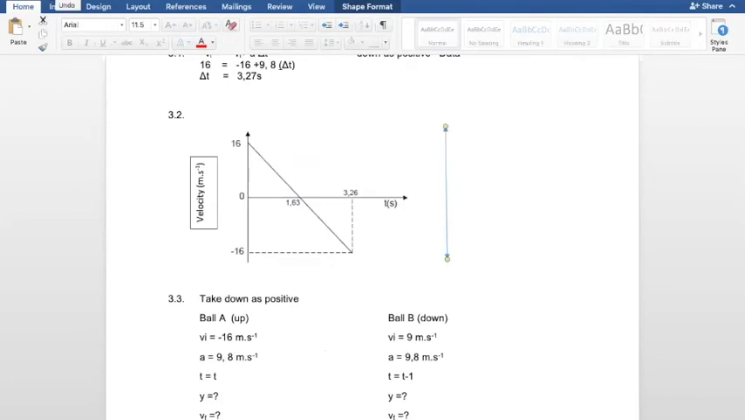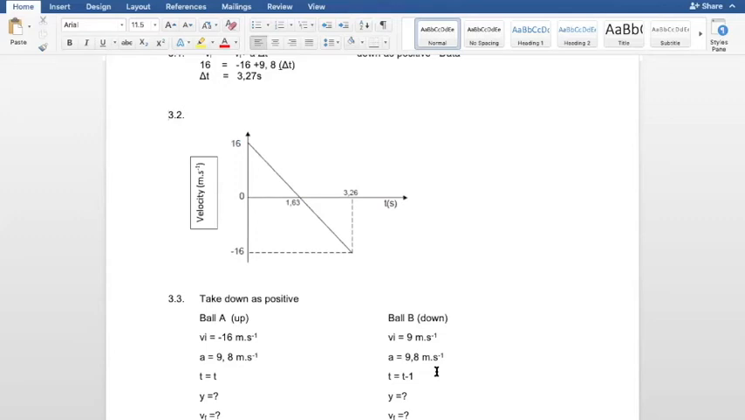If you look at it, that's the data that we have. Taking ball A as up and ball B as down, your V initial for ball A is minus 16, a is 9.8, that's all. And for ball B, V initial is 9, a is 9.8, and it's thrown 1 second later. This is important, write this down: if ball A's time is t seconds, then ball B's time will be t minus 1. So if this is 10 seconds, this will be 9 seconds, because you threw it 1 second later. Write it like that. Delta Y we don't have, VF we don't have for each one.